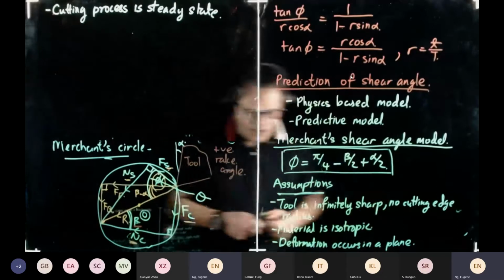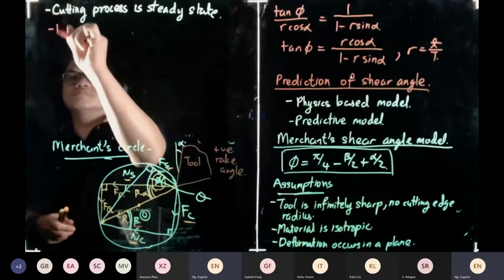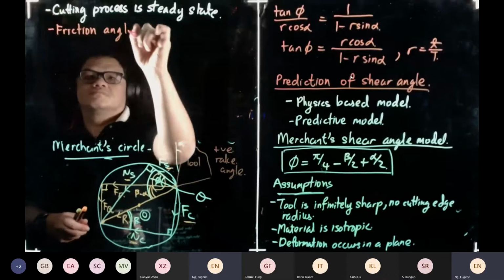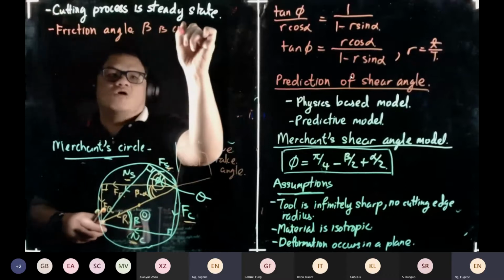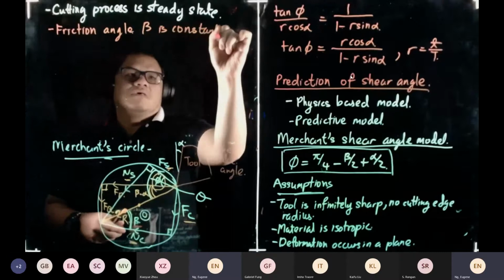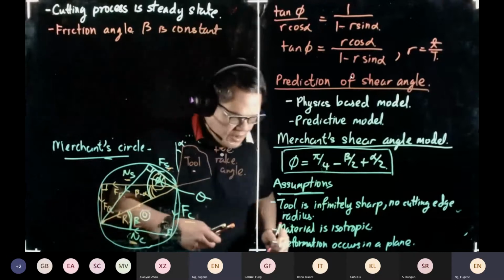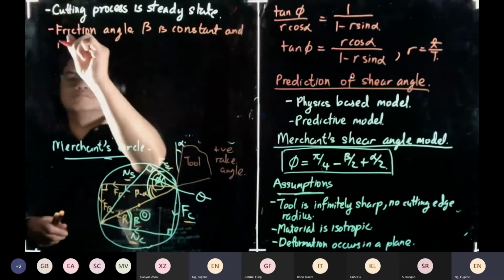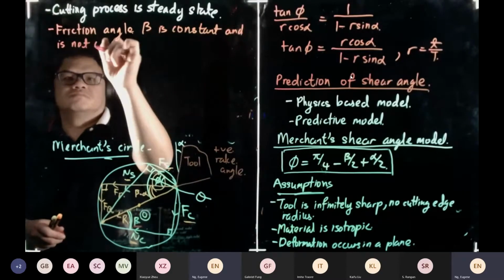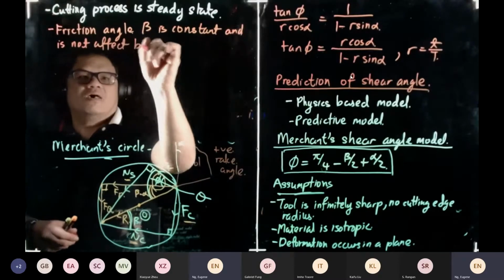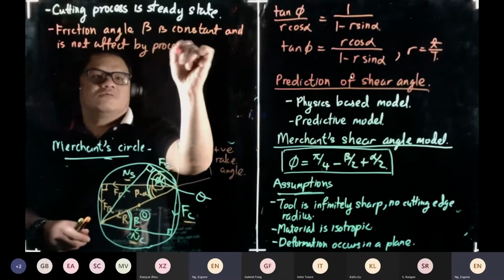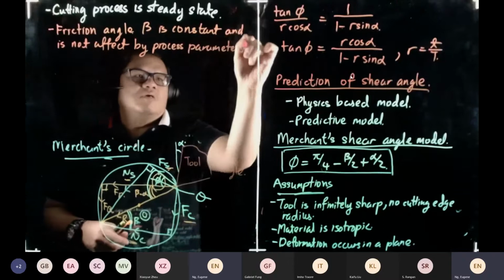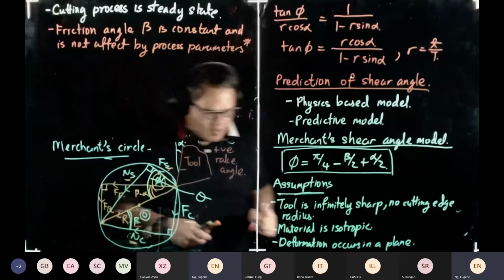And the friction angle beta is constant. It's constant and it's not affected by process parameters. So this is an important assumption that he made.